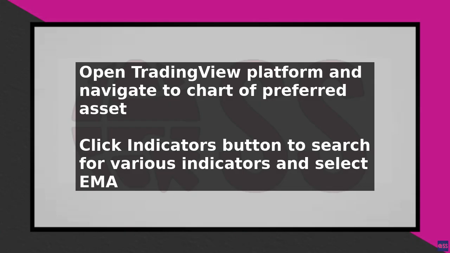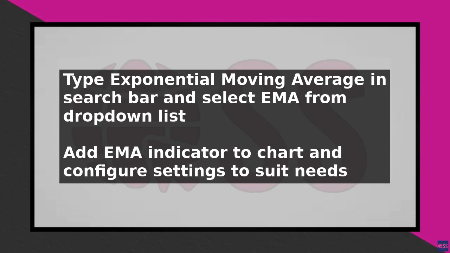In the search bar, type exponential moving average and select the EMA option from the drop-down list. This will add the EMA indicator to your chart. You can now configure the EMA settings to suit your needs, such as changing the length or period of the moving average. The length of the EMA determines how sensitive it is to price movements, with shorter lengths being more sensitive and longer lengths being less sensitive.